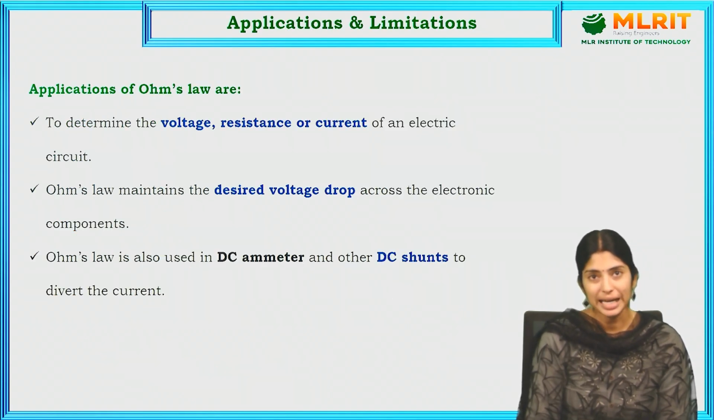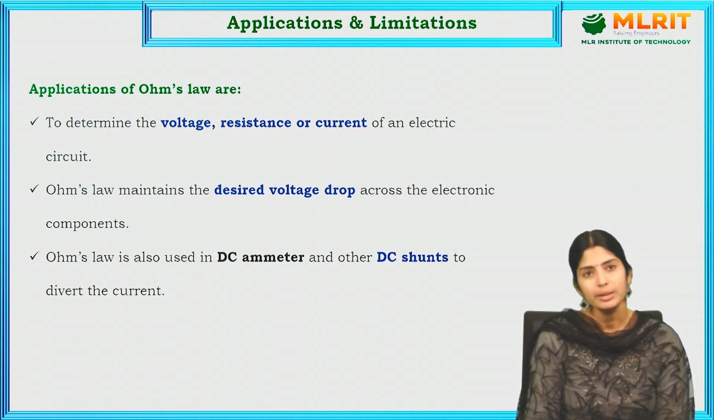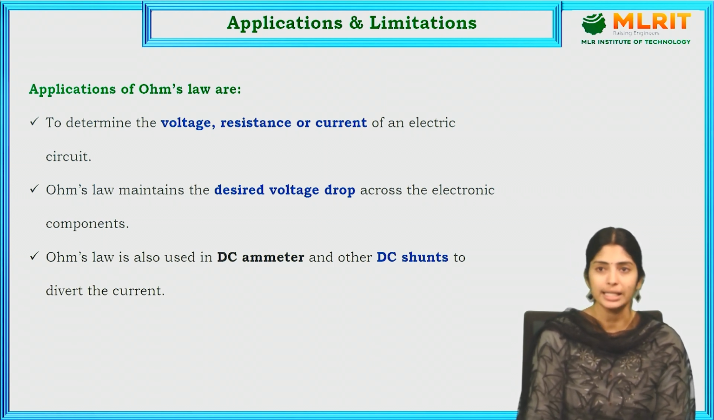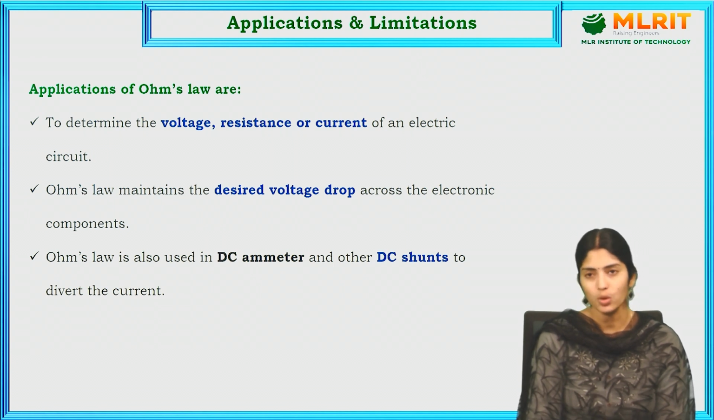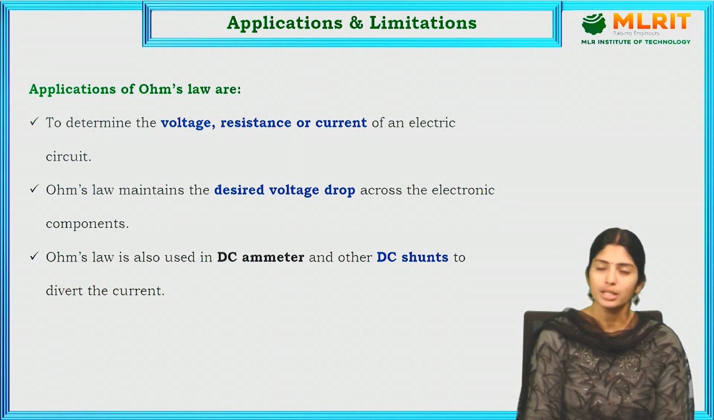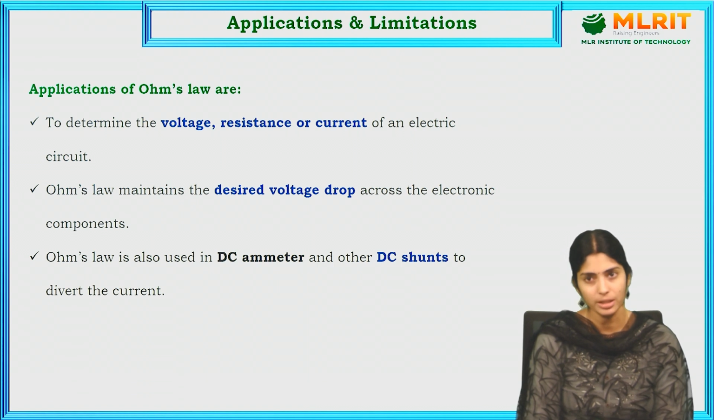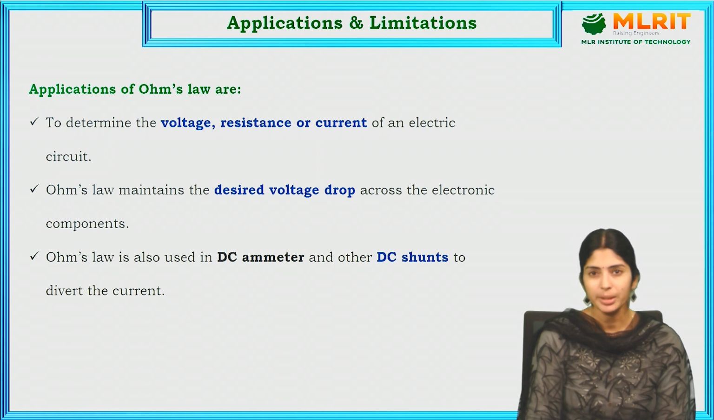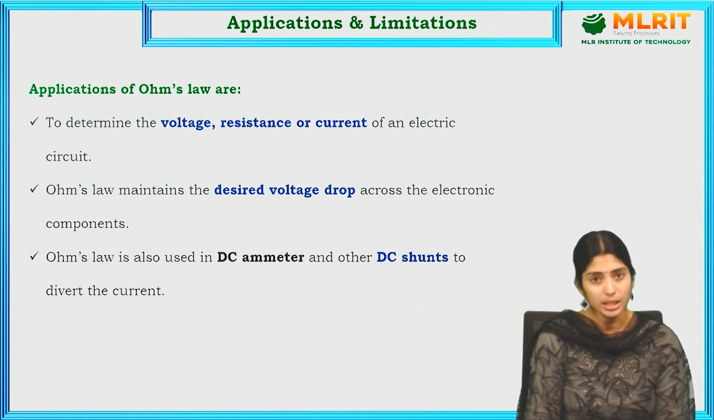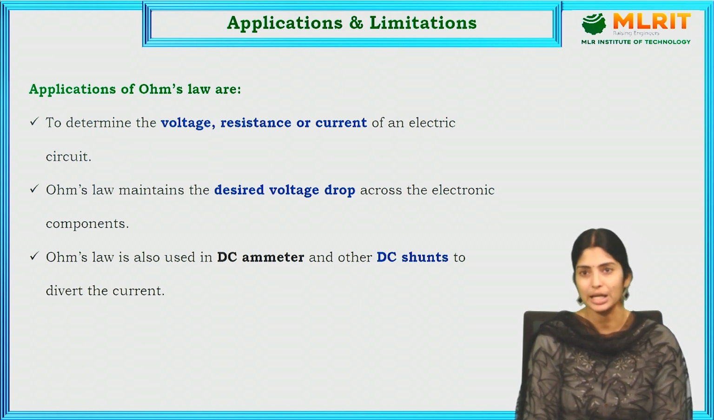Now let us see the applications and limitations of Ohm's law. Coming to the applications of Ohm's law, in order to determine the value of voltage or resistance or current in any electrical circuit, we can use Ohm's law as we had seen in the above problems. The main application of Ohm's law is to find out the desired voltage drop across any electronic components. Next, it can be used as a shunt. Shunt means to divert the current. In order to divert the current, we use DC shunts. In these DC shunts as well as in DC ammeters, we can use Ohm's law. These are the various applications of Ohm's law.